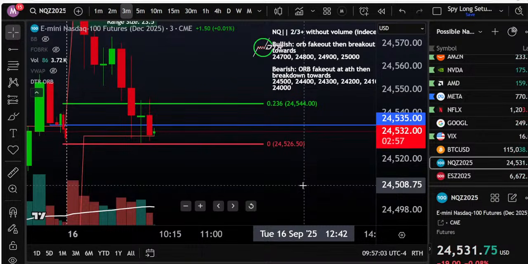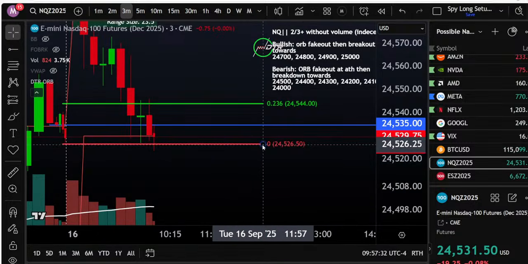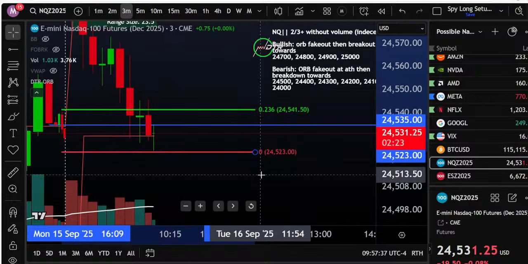Very low volume, lowest volume of the day. Kind of still feel like a lower low is coming. Yep. Okay, there it is. So there's the trap, right? So now it'd be 5, 2, 3.